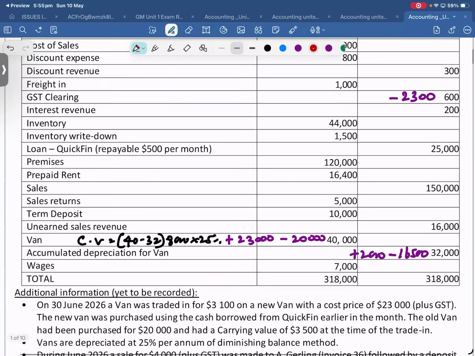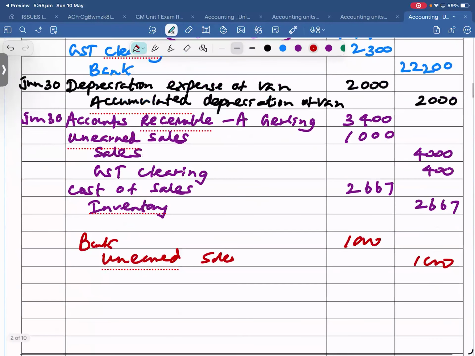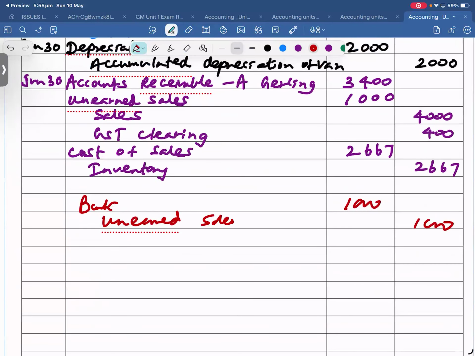Okay, then what happens? Now what are we doing? Now we are converting the unknown sales into sales. So then we debit the unknown sales. Net effect on unknown sales is nothing. No, unknown sales will be reduced by 1,000. Credited 1,000, debited 1,000.